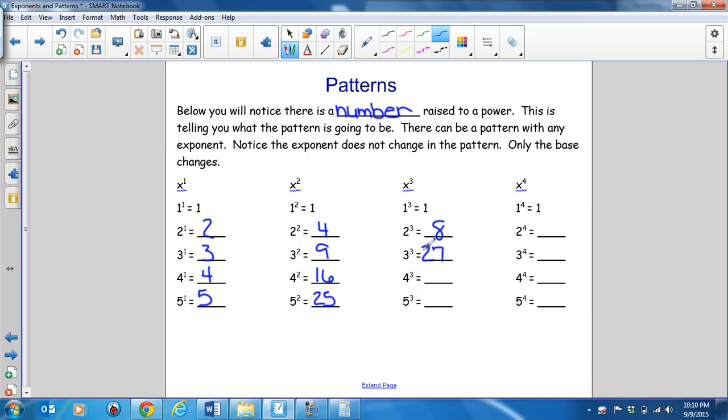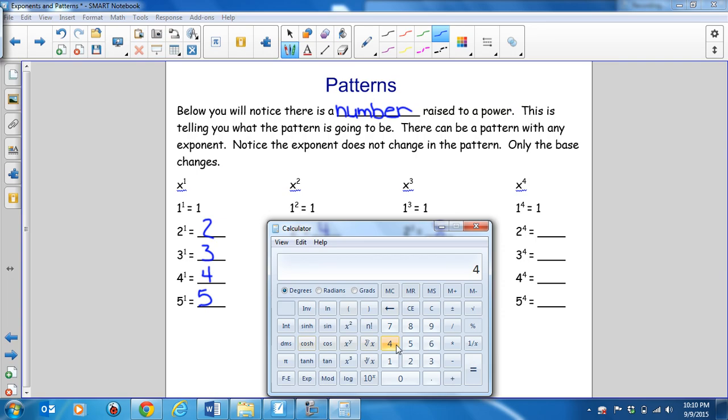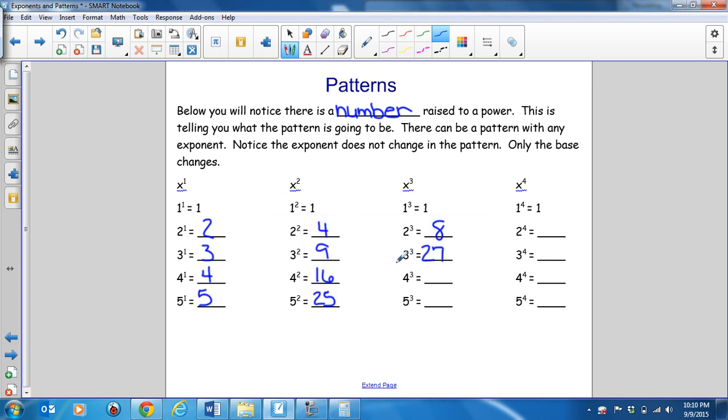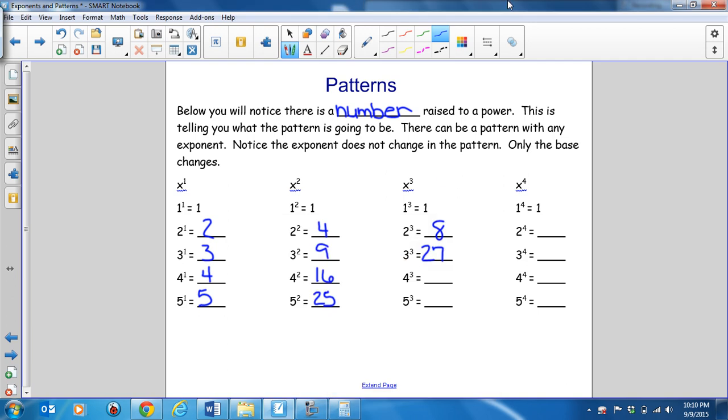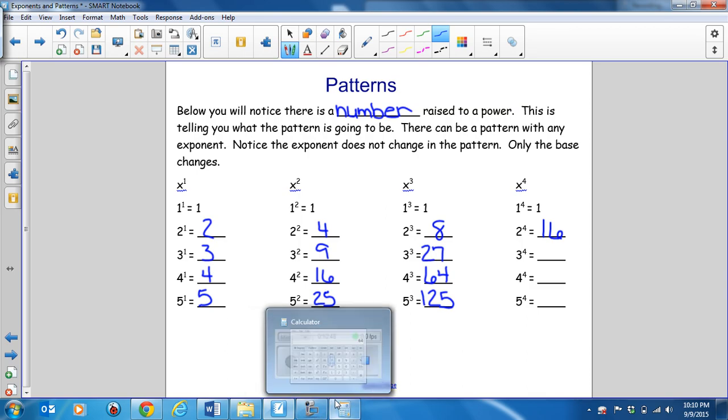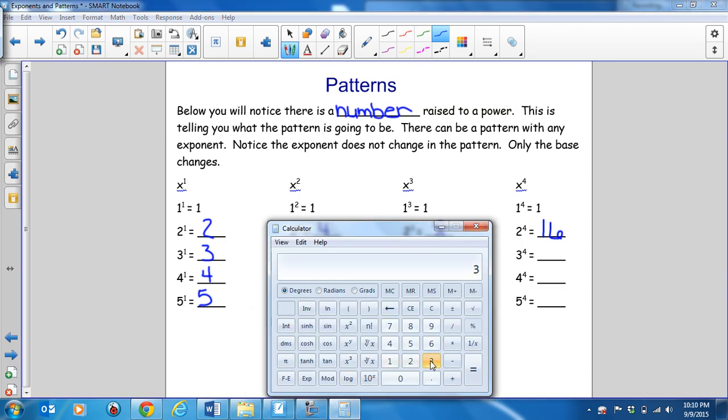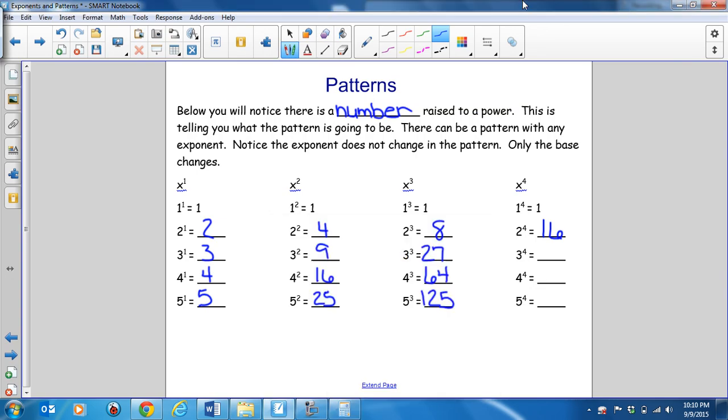Alright, the next one is 4 times 4 times 4. And I'm going to go ahead and use the calculator for that. I have 3 fours, so that is 64. Okay, yes, 64. So I'm going to go ahead and write 64. And then this one here is 125. Okay, the next one, I have 4 twos, and we previously did that in another video. And then here we have 3 to the 4th power. So 3 to the 4th power is 81.